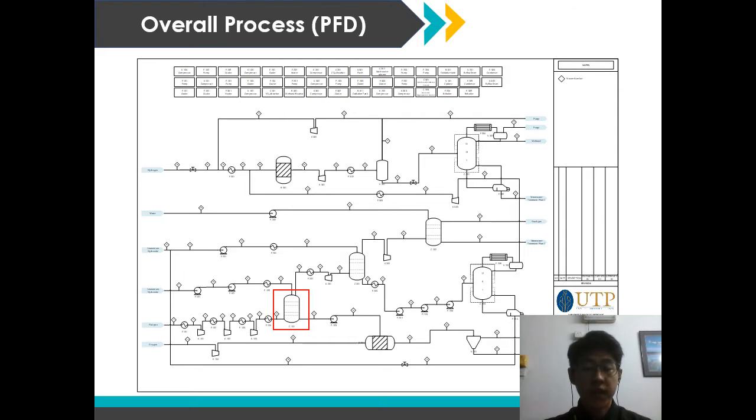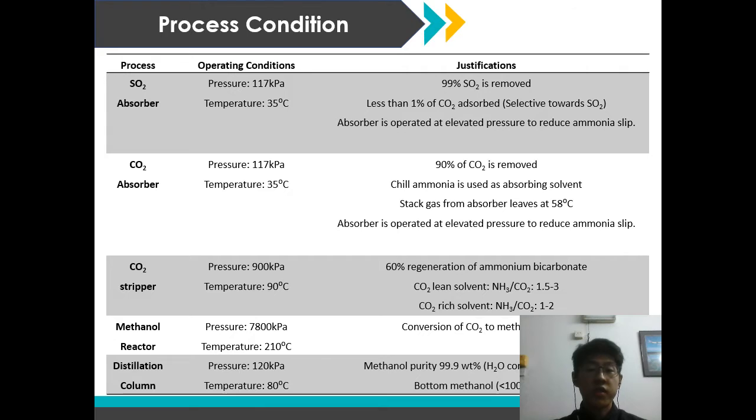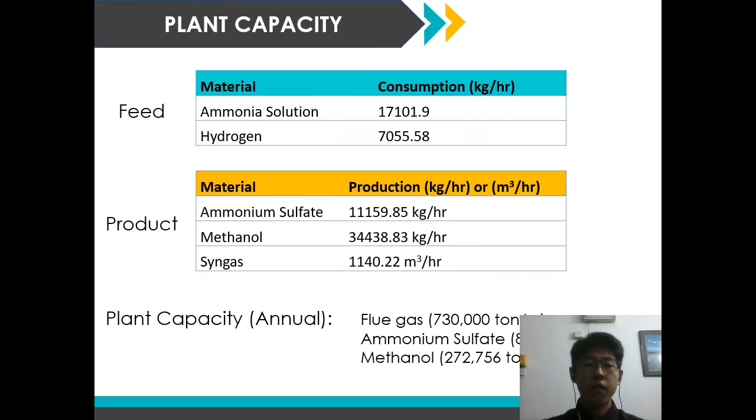It starts off with the SO2 absorber, the ammonium sulfate reactor, the CO2 absorber, the CO2 regenerative column, the methanol reactor, and also the distillation column. The process conditions for the respective equipments are as listed. For plant capacity, our feed consumption of ammonia solution and hydrogen, as well as our production of ammonium sulfate, methanol, and syngas is as shown, leaving our plant capacity to generate ammonium sulfate of 88,000 tons per year and methanol of 272,000 tons per year.